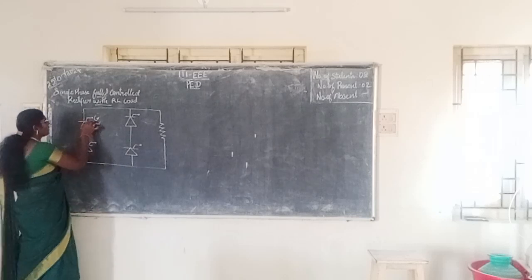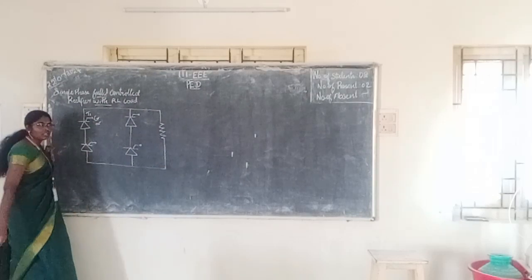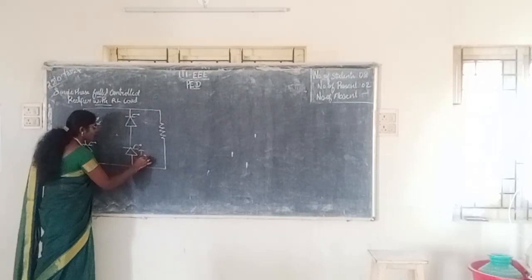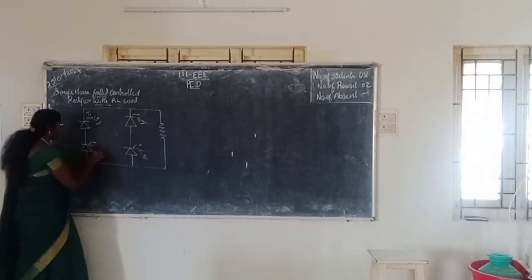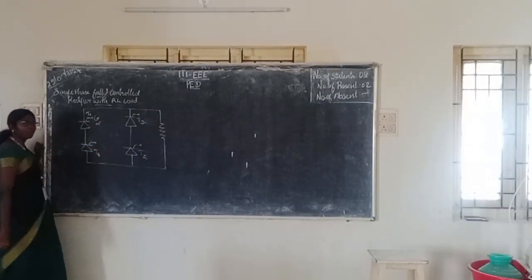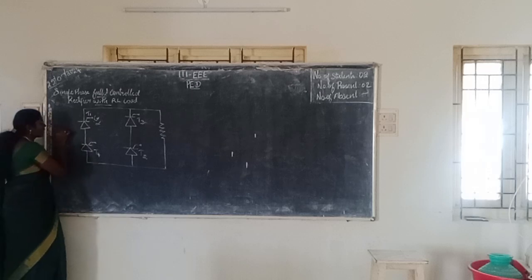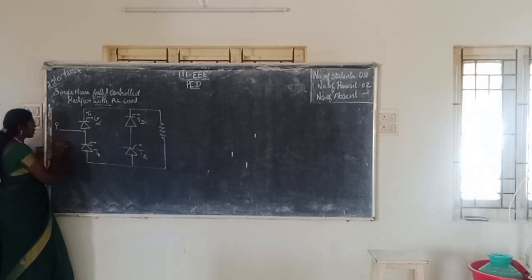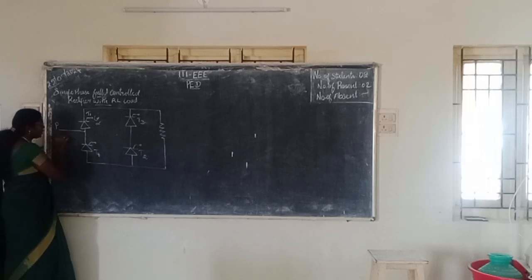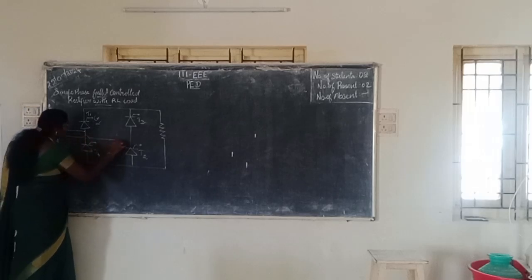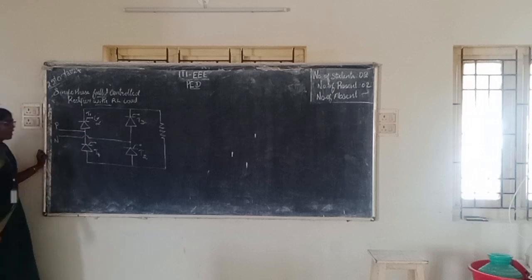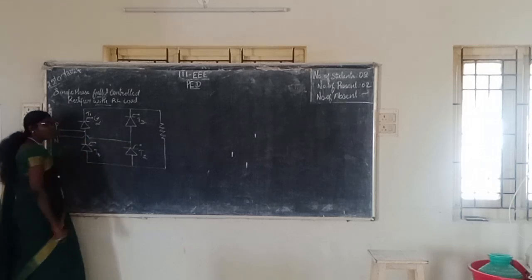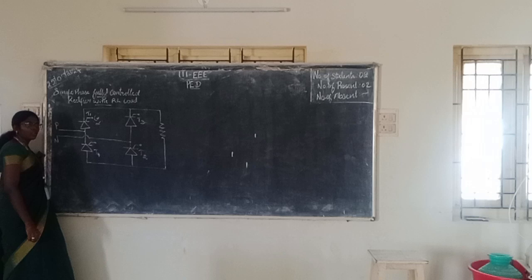So we will name this thyristor number 1, T1, this is thyristor number 2, T2, this is thyristor number 3, and this is thyristor number 4. What supply are we giving? AC supply. So the terminals are phase and neutral. The phase is given to the first terminal, that is T1 and T4, and the neutral is given to the next, that is T3 and T2.